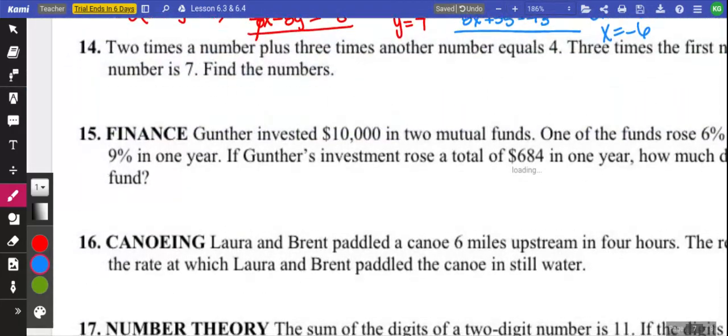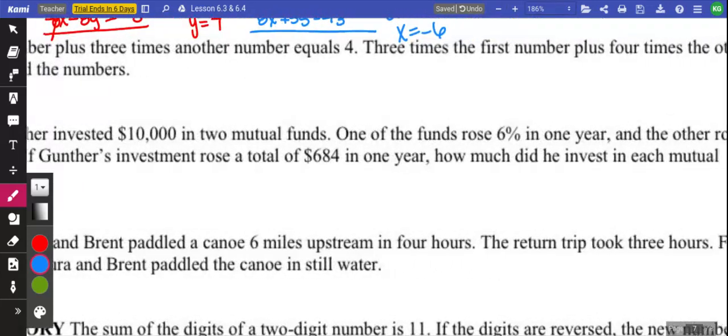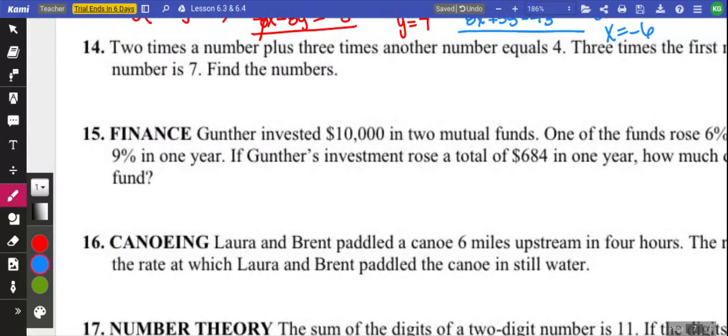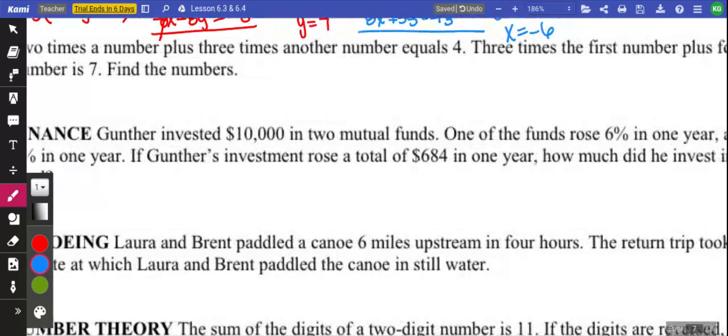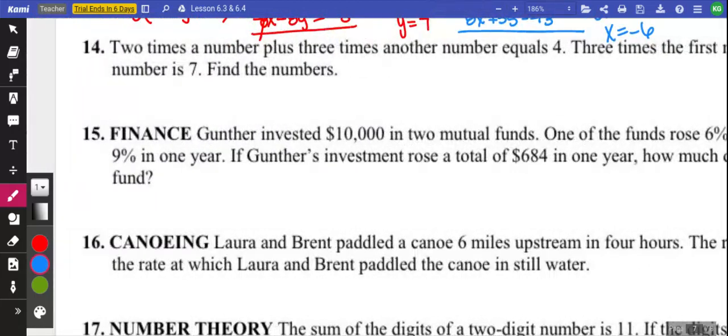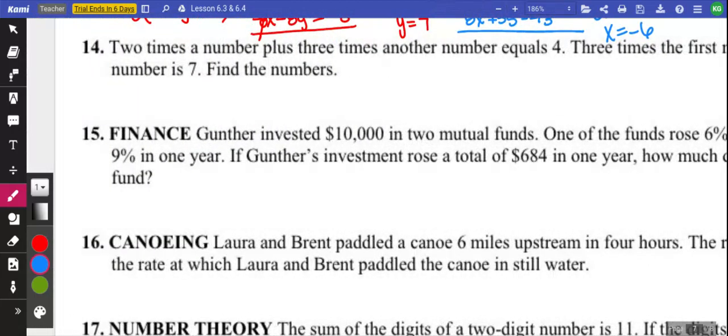Let's go down here. Gunther invested $10,000 in 2 mutual funds. One of the funds rose 6% in 1 year, and the other rose 9% in 1 year. If Gunther's investment rose a total of $684 in 1 year, how much did he invest in each mutual fund? So we're starting with the first equation here. $10,000 into two separate funds. So we don't know how much is in the first, plus he added some more to the second, but he knows it was a total of $10,000.